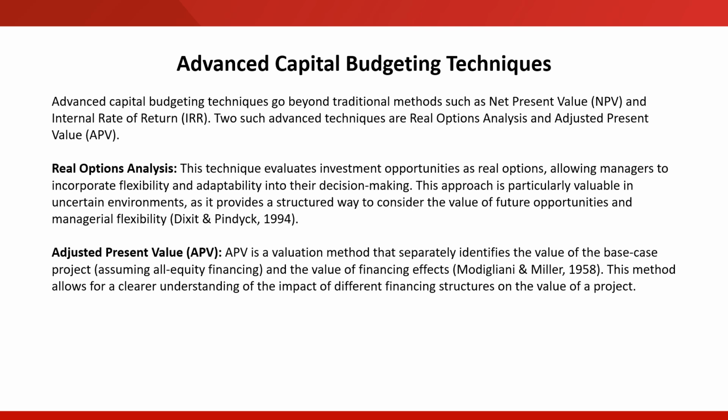Adjusted present value, or APV for short, separates the value of an investment project into two components. The first is the base case net present value, which assumes all equity financing, and the second is the value of the financing effects such as tax shields and subsidies. This separation allows for a more precise analysis of how different financing structures impact the overall value of a project. It builds on the foundational principles laid out, emphasizing the importance of considering financing effects in investment decisions.